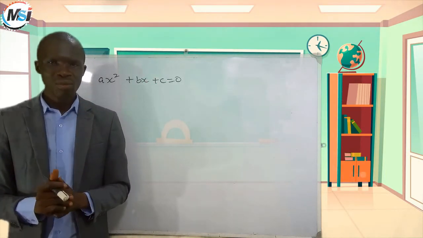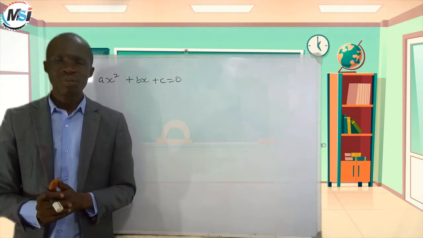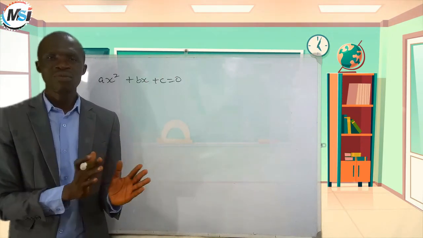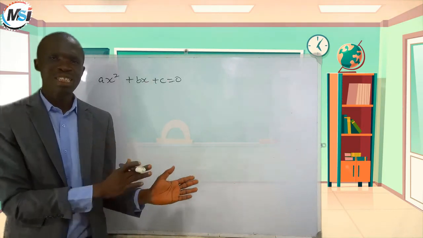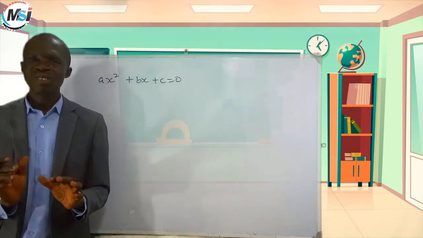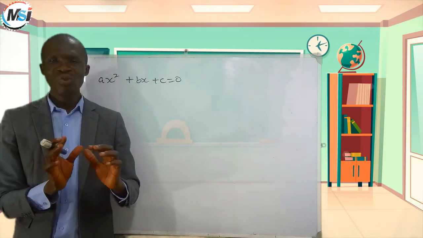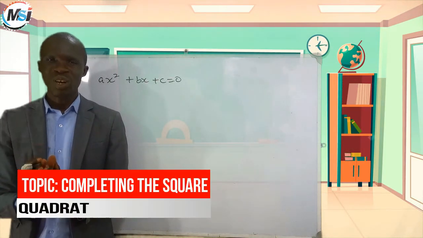Number 1, we have completing the square. Number 2, we have factorization. Number 3, we have graphical method, and the 4th one is quadratic formula. So I'm going to start with completing the square in this class. Today we are going to focus on completing the square.